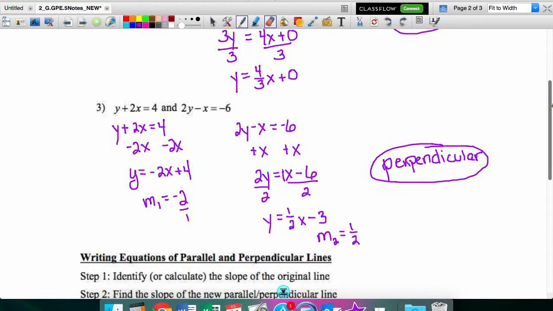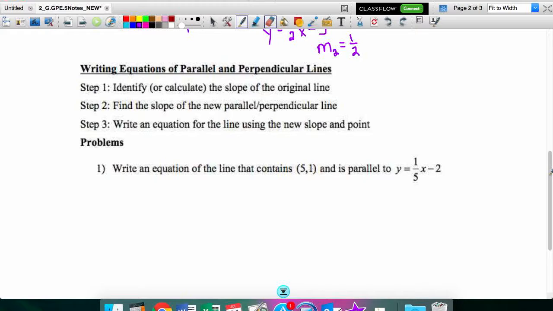Okay, let's take a look at our next set of problems. In our next set of problems, we're going to write the equations of parallel and perpendicular lines. Step 1 is to identify or calculate the slope of the original line. Step 2 is to find the slope of the new parallel or perpendicular line, either by finding the same slope or the opposite reciprocal. And then step 3 is to write the equation of the new line using the new slope and point.